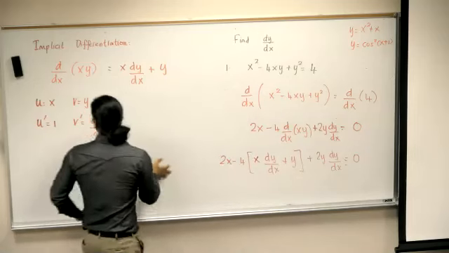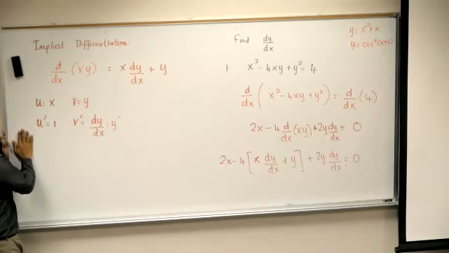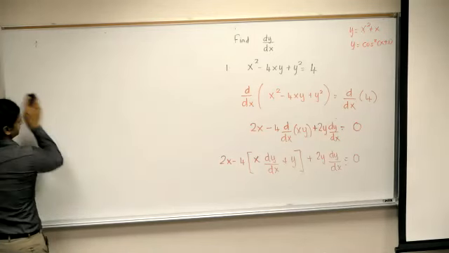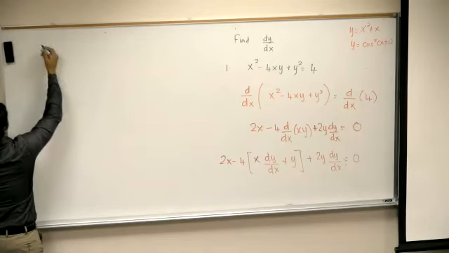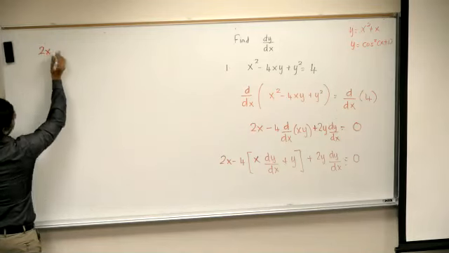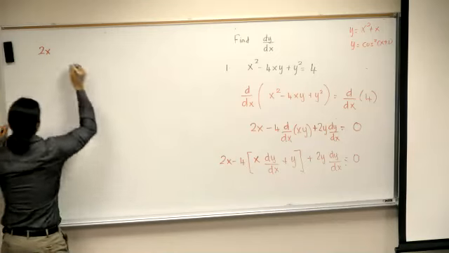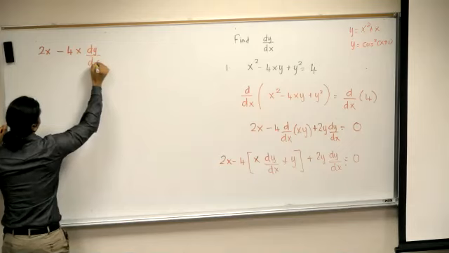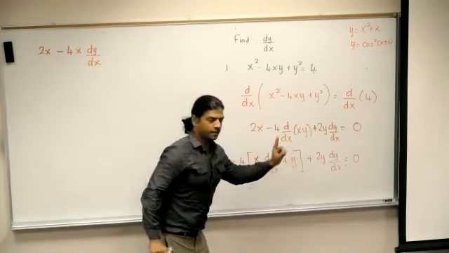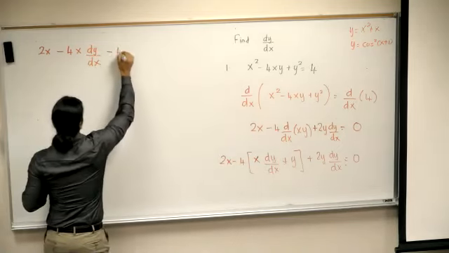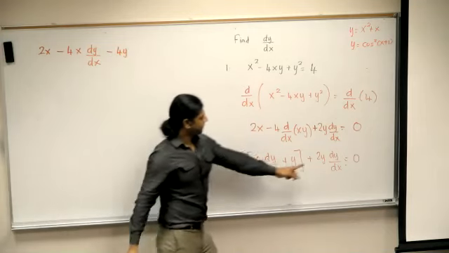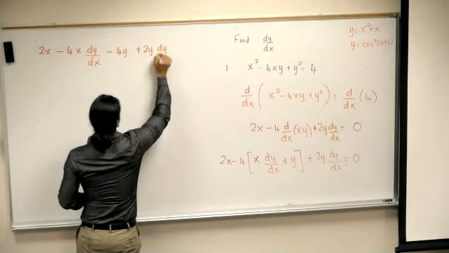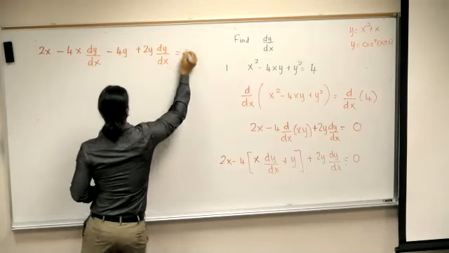That's our objective. Can I erase this part? Definitely. So, one step at a time, so 2x. This will be negative 4x dy over dx. Negative 4 times positive y, negative 4y. Plus 2y dy over dx equals 0.